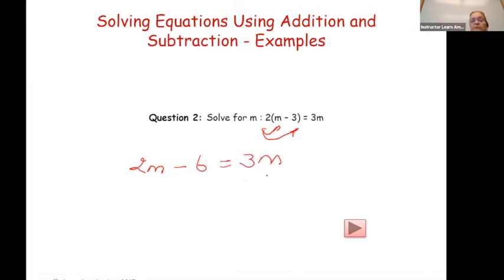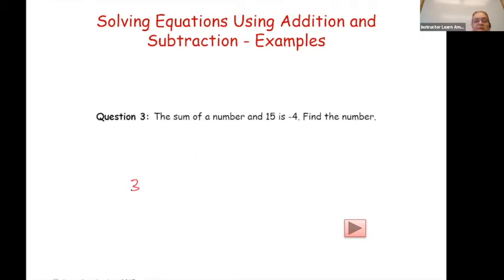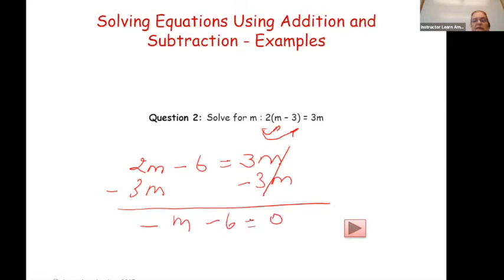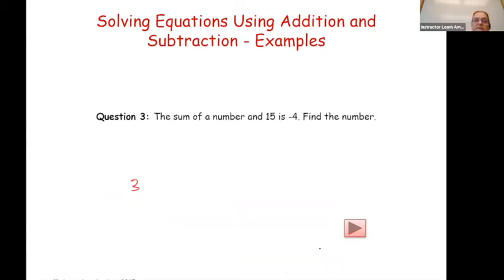Now you can subtract 3m from both sides. This will add to 0. And we have minus m minus 6 equals 0. If you add 6 to both sides, you get minus m equals 6. And therefore m is negative 6. You can multiply both sides of this equation by negative 1. Next question.